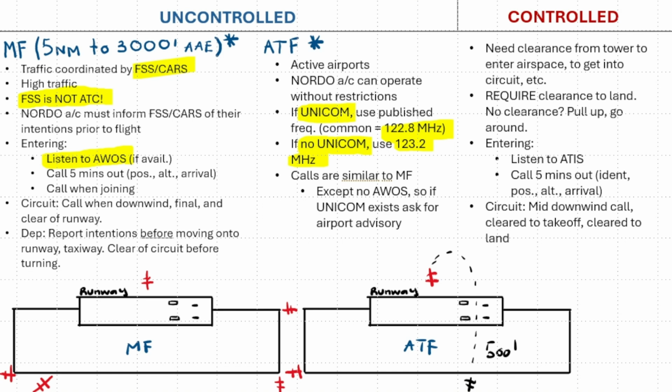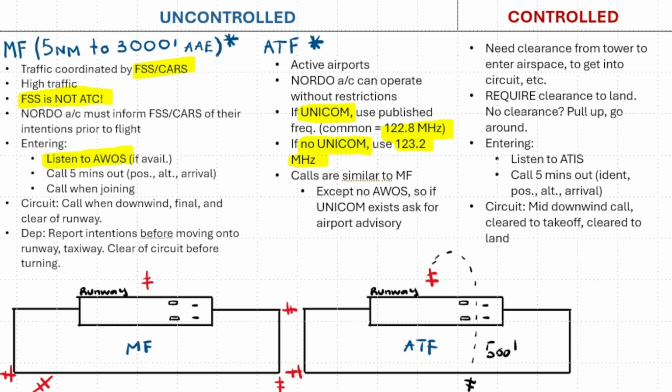So you'd climb runway heading, clear of the circuit before turning. And again, if you were just starting your flight, you would report the same as you would at an MF. So at ATF airports, the big focus is look, listen, and fit in safely. One thing I didn't mention is this asterisk here is just saying that the MF and the ATF have similar dimensions, so ATF will also usually be a 5 nautical mile radius to 3,000 feet above aerodrome elevation.